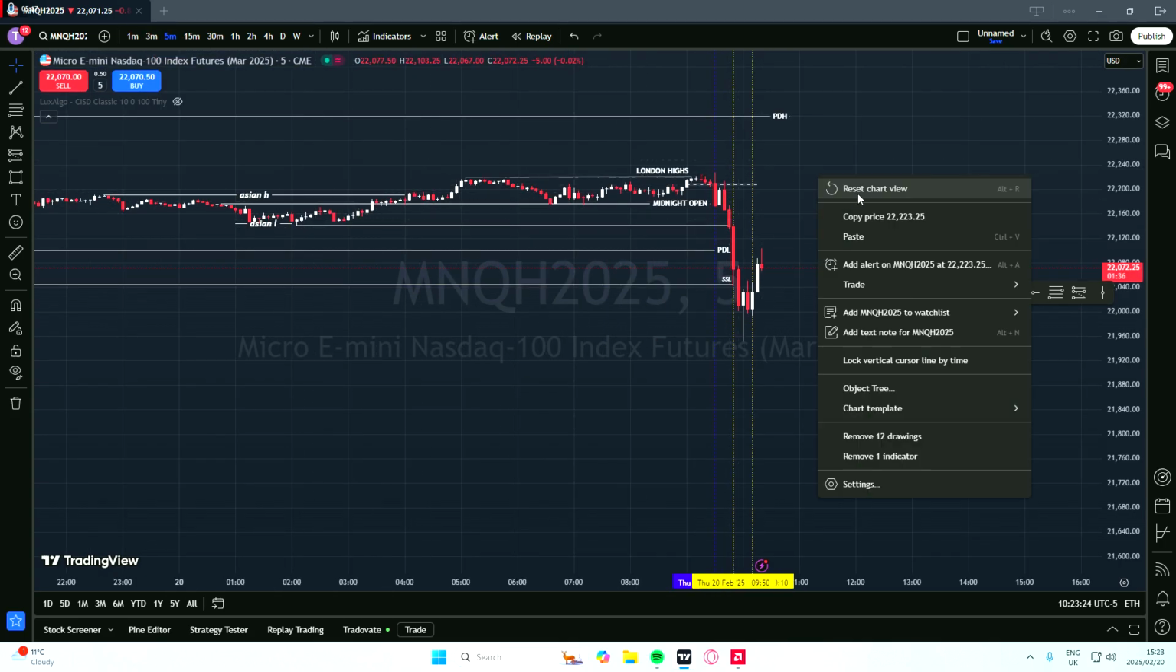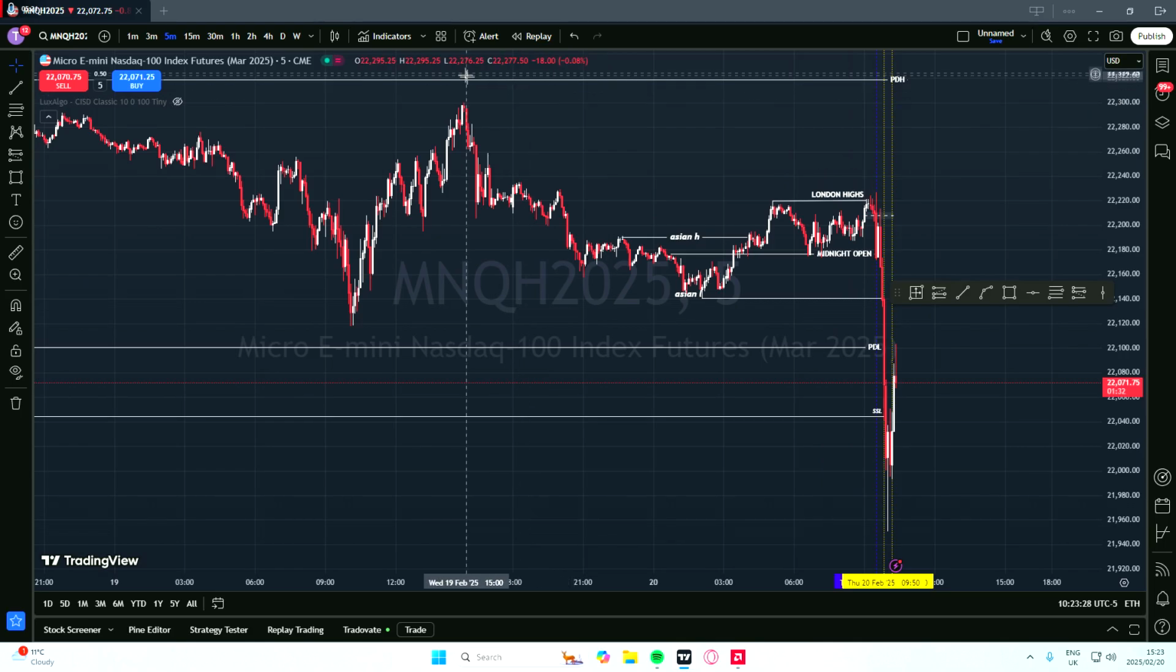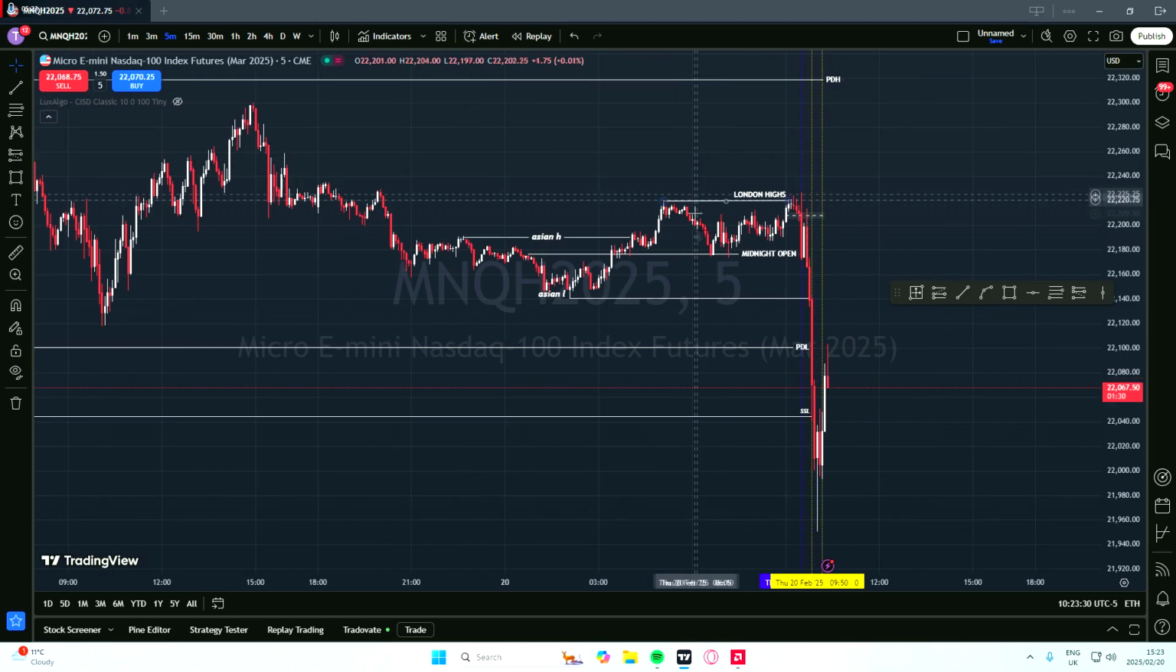Yeah, so that's pretty much the trade. I think it's quite simple. It's not too complicated, but that's why I trade in just New York, just because I look for these moves and stuff.